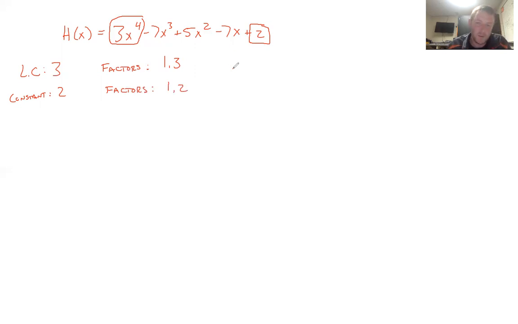Okay, so the possible rational zeros are going to be plus or minus. Now again, remember which one's P and which one's Q. P is the constant values, and Q is the leading coefficient factors. P over Q, so it's plus or minus 1 over 1, which is 1, plus or minus 1 over 3, plus or minus 2 over 1, which is 2, and plus or minus 2 over 3. Okay, so I'm going to take that 1 over 1 and just make it 1.